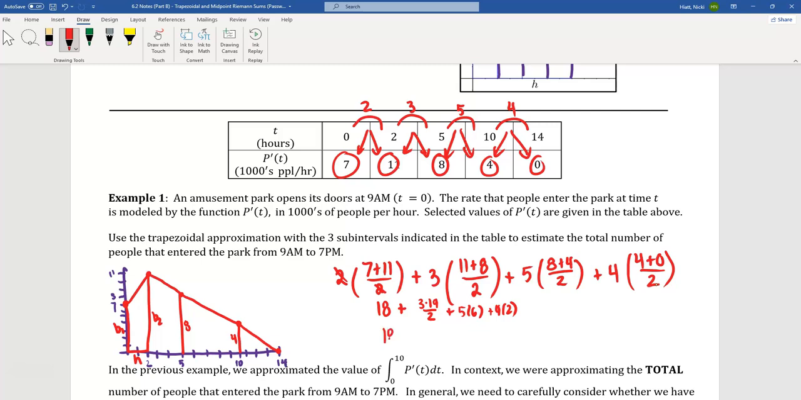So we got 18 plus, let's see, 19 times 3 is going to be 57 plus 30 plus 8. So 18 and 38 is going to give me 56 plus 57 over 2.